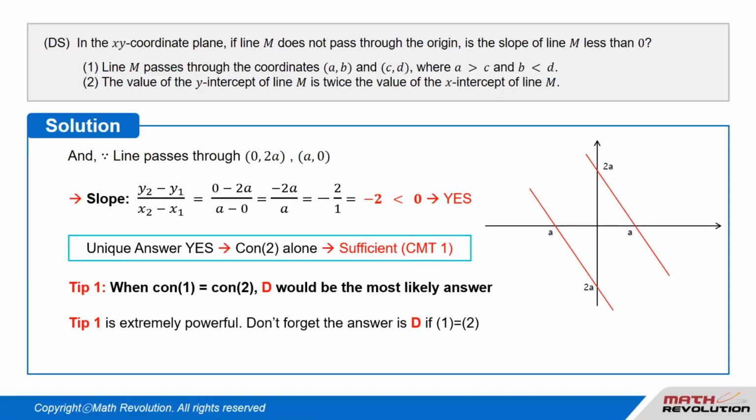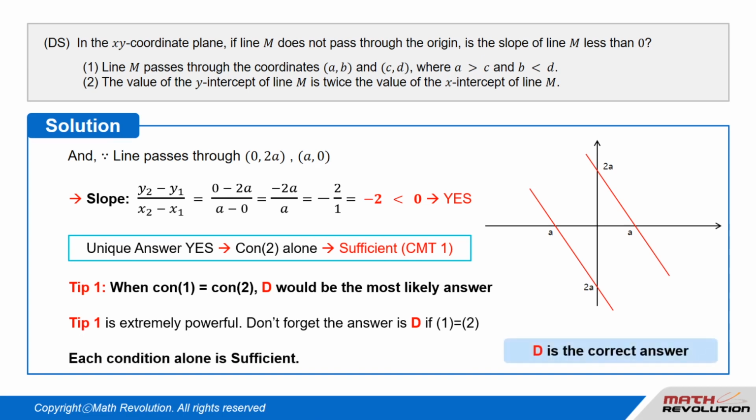Also, according to tip 1, it is about 95% likely that D would be the answer when the value of condition 1 is equal to the value of condition 2. Tip 1 is extremely powerful. Don't forget the answer is D if 1 equals 2. Each condition alone is sufficient. Thus, D is the correct answer. Answer D.